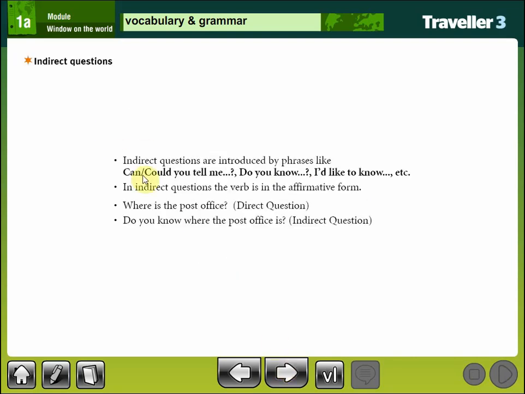Indirect questions, we talked about them. You use phrases like can, could, or could you tell me, do you know, I'd like to know. So it's not really directly asking, it's kind of polite, being more official in a sense. In indirect questions, the verb is in the affirmative form, as we can see; you change it from a question form to an affirmative sentence form. Where is the post office? This is the direct question. Change it, we need to place the verb after the subject here. Do you know where the post office is? So we don't say is the post office, we say the post office is. Make it indirect.